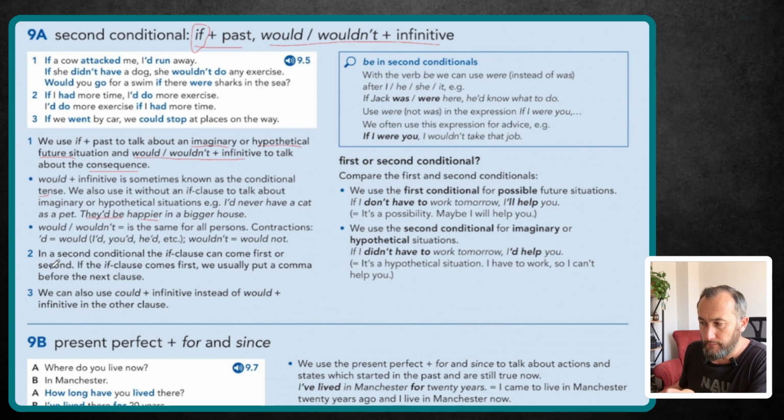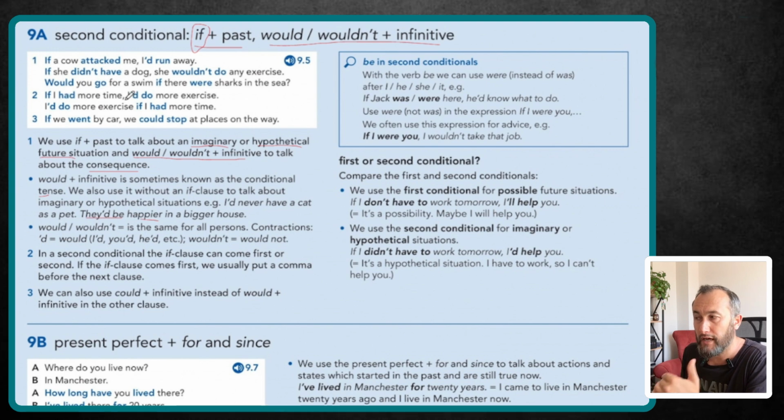Right. Number 2, in a second conditional, the if clause, or the if part, I said, yeah? The if clause can come first or second. We can put the if part first, or we can put the if part second. The only difference is that we're going to put a comma if we put the if part first. Again, if the if part comes first, you must use a comma between these two parts. But if you start your sentence with the main part, then you shouldn't put a comma here.